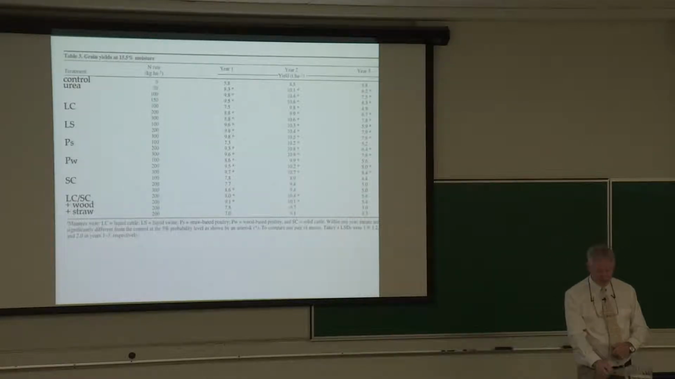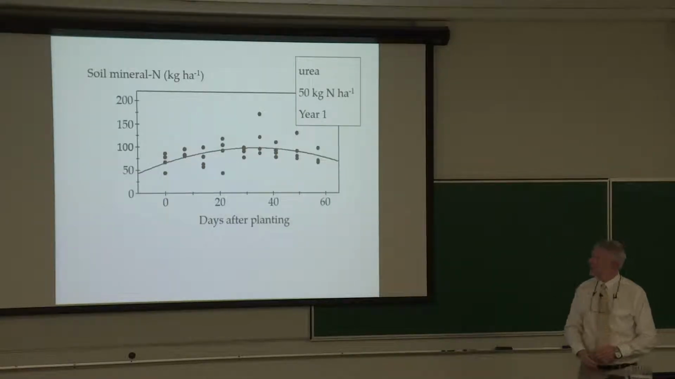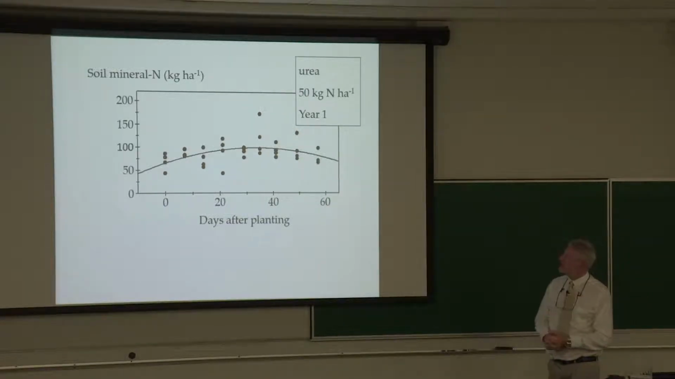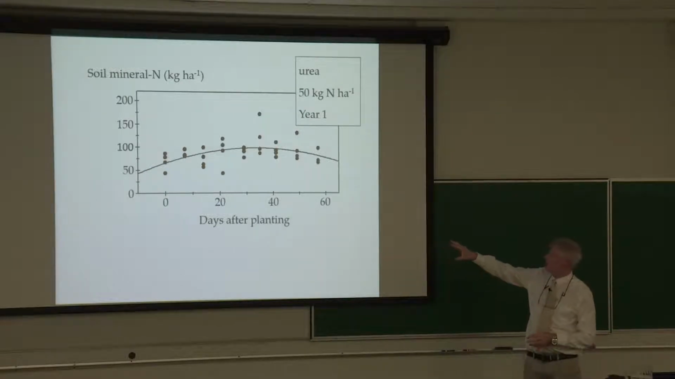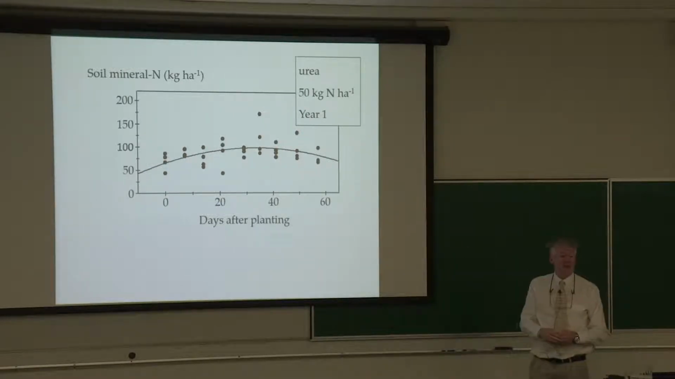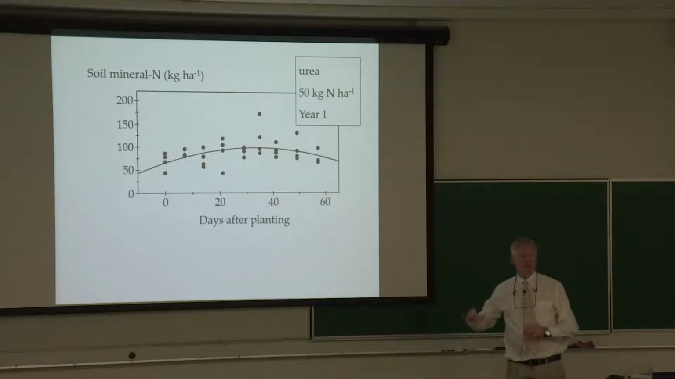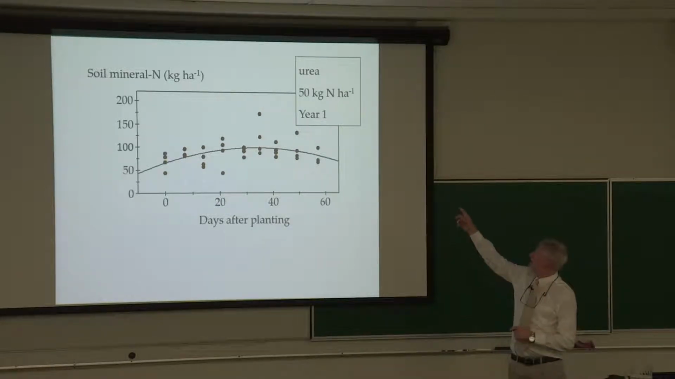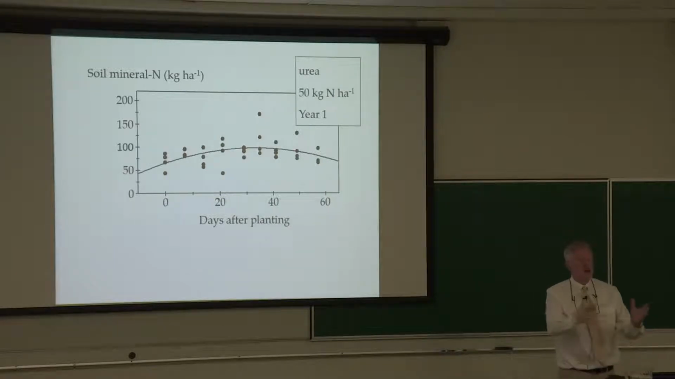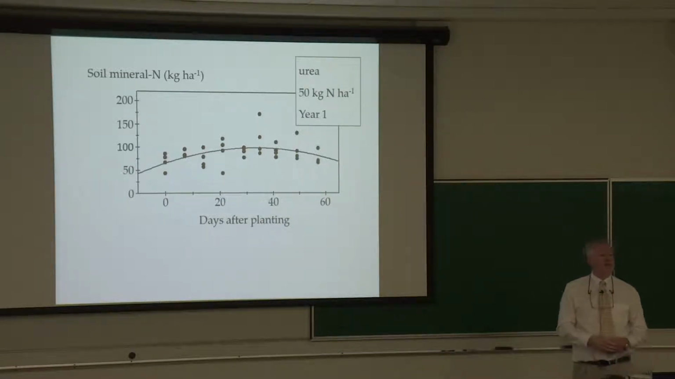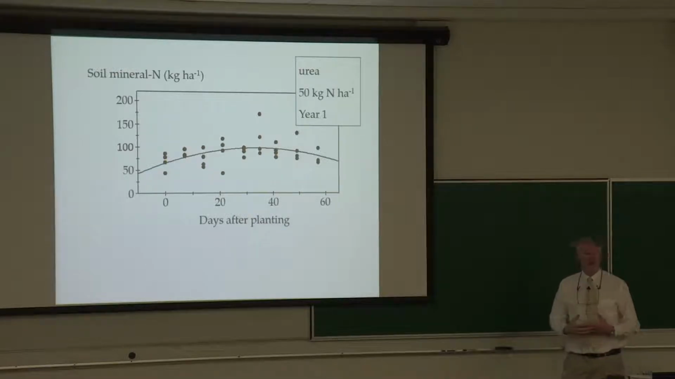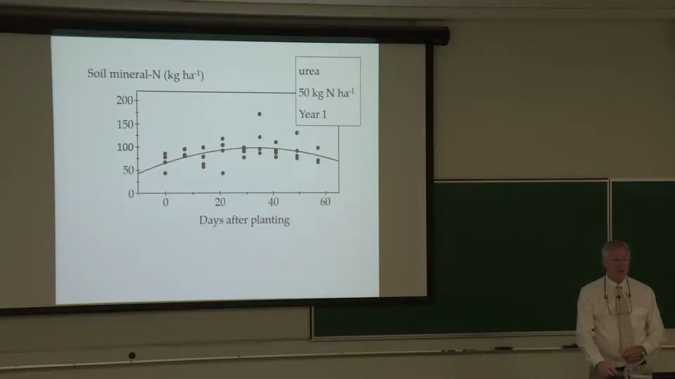So a big experiment, and we were able to model changes with time in the soil mineral N, the nitrate and ammonium, kilograms per hectare, days after planting. So we got a graph like that for all 23 treatments, one each for 23 treatments for each of 3 years. So here's the urea, 50 kilograms N per hectare, year one. The 4 replicates you can see there. So your mineral N goes up, of course everybody knows this. It goes up because of favorable temperature and moisture, and it goes down because the uptake by the plant exceeds the mineralization. Okay, we get a maximum there around about the 10th of June.